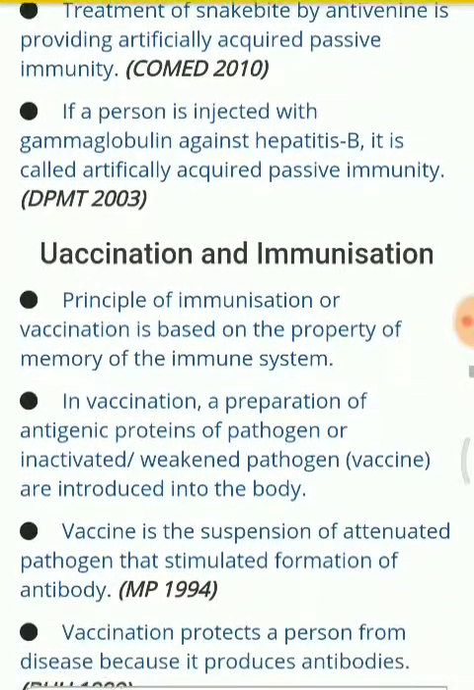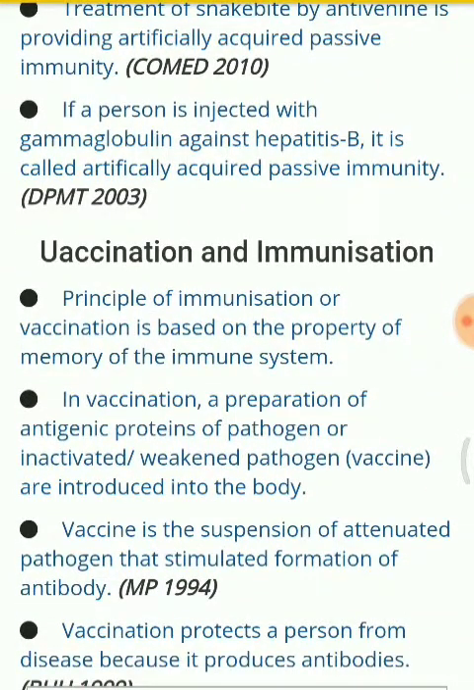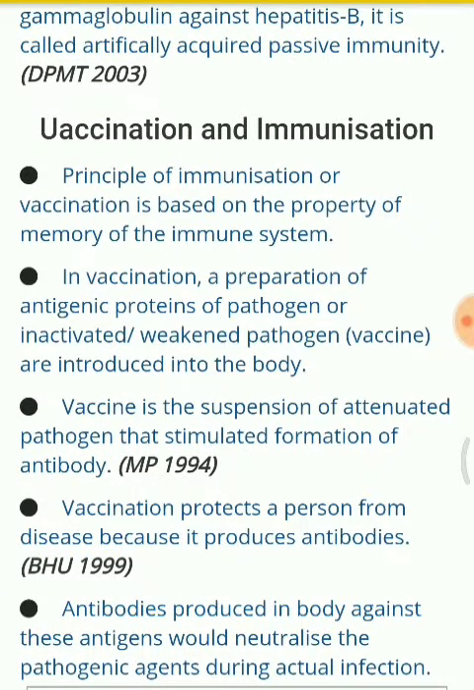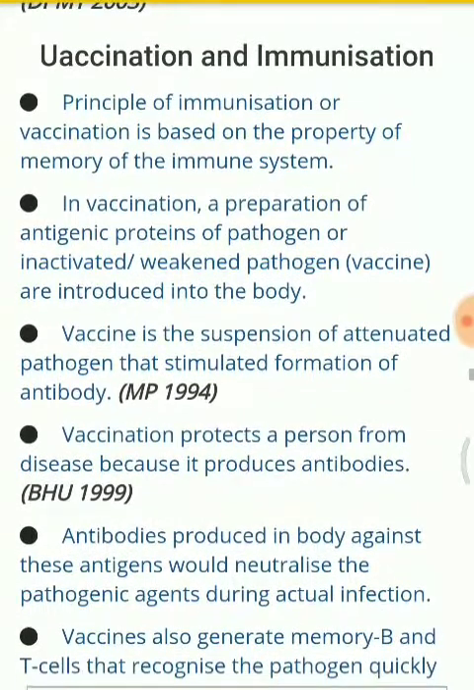Vaccination and immunization. The principle of immunization or vaccination is based on the property of memory of the immune system. In vaccination, a preparation of antigenic proteins, pathogens, or inactivated, weakened pathogens, the vaccine, is introduced into the body. A vaccine is a suspension of attenuated pathogens that stimulates the formation of antibodies.